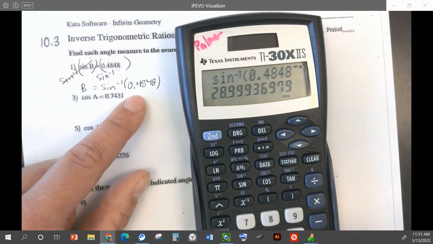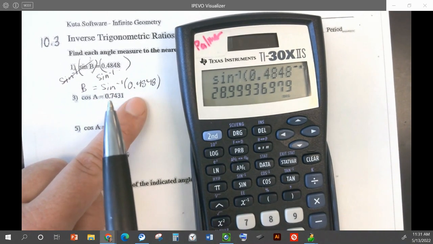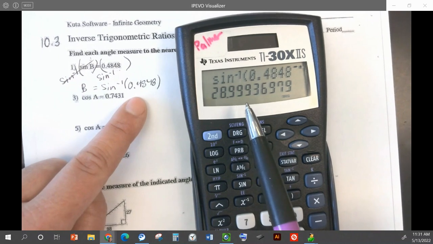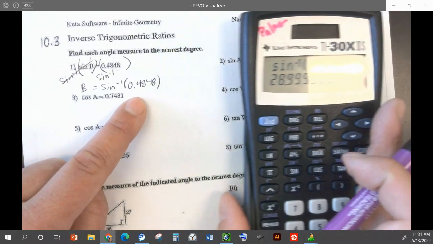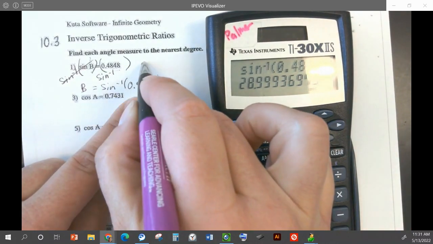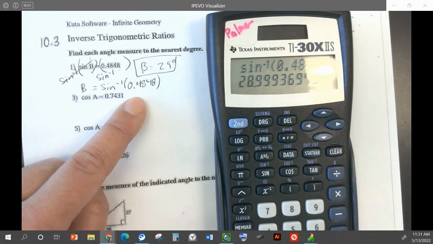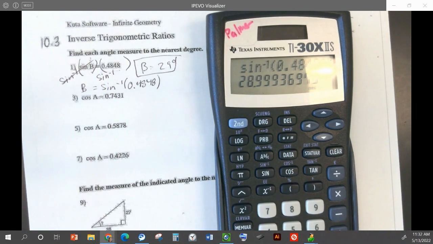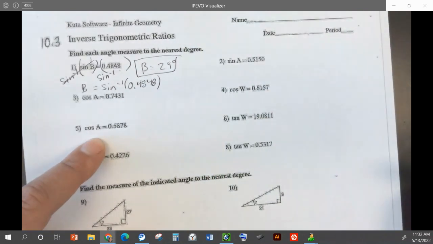Okay, there we go. And then again, our homework is asking us to round to the nearest degree. So we just go to the first decimal place. If it's bigger than 5, we're going to round up. So this will be 29 degrees. So angle B is 29 degrees. Okay. Questions on number 1? You're doing okay?